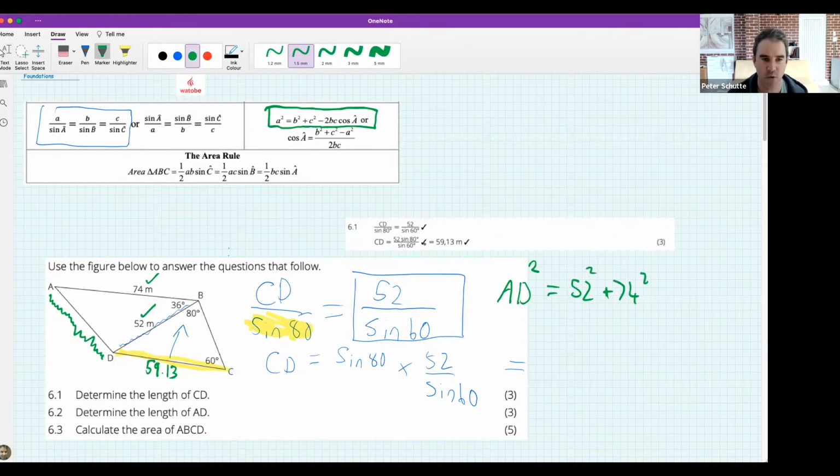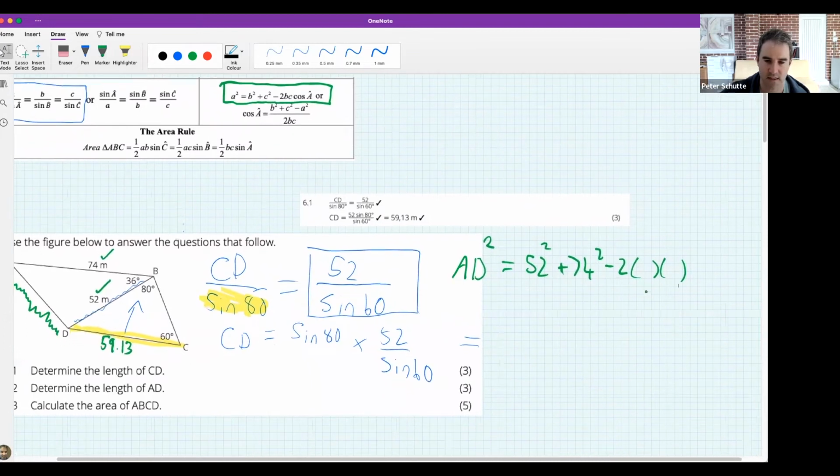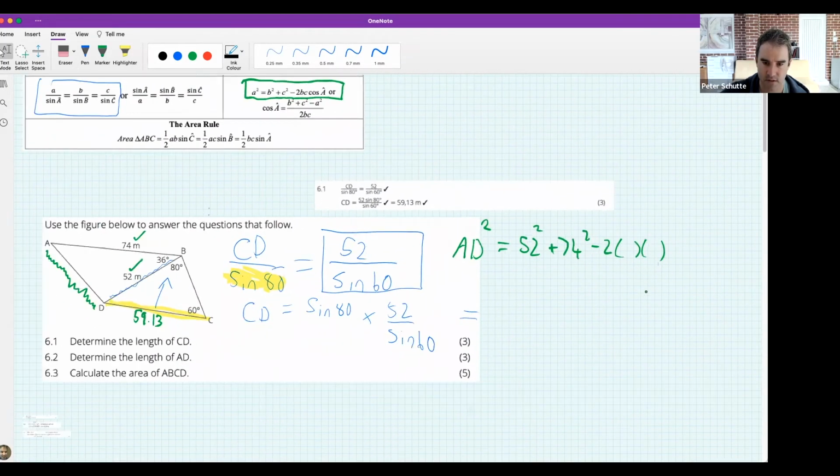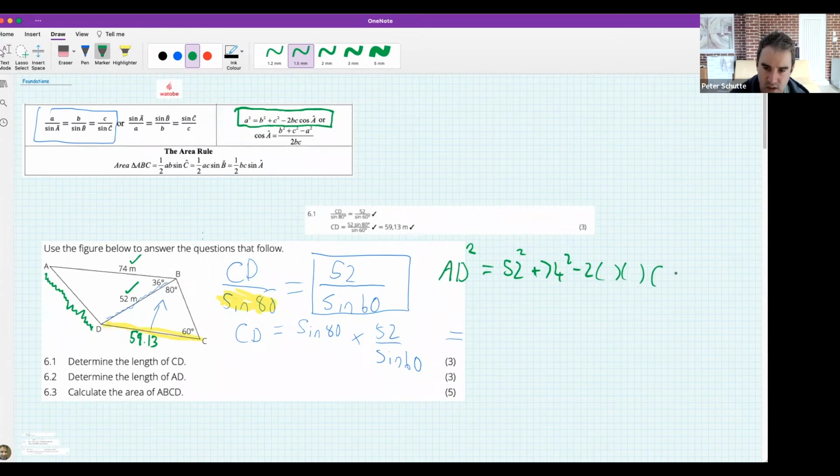But now you'll see in my rule, it doesn't just have that first part, it also has minus 2 times 2 bits. And then it has another bit where it says cos of an angle. And the two sides, you can notice from the pattern, they're the same as the ones that come up earlier. So 52 and 74, that would be there, 52 and 74. And then the angle between those two sides is going to be 36. So that is writing out the cos rule in order to find sides.